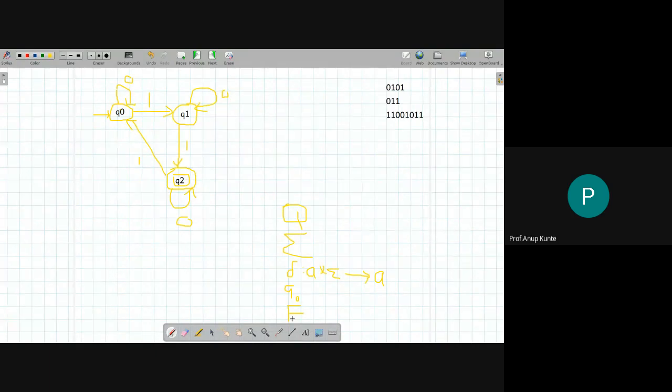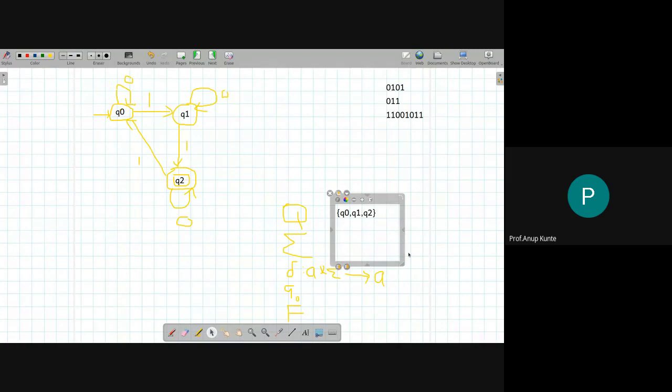Two properties should be there. Yes, so Q is definitely a set because we have Q0, Q1, Q2, three states represented by three nodes in the transition graph. So this is the transition graph. I have three states Q0, Q1, Q2 in the transition graph.